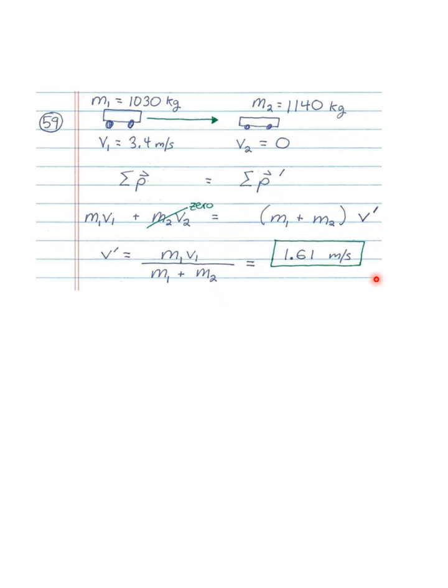Notice that it's a little less than half of what the original car was going. If they had been equal masses, it would be half of what the original car was going, 1.7 meters per second. But the original moving car is a little less massive, so it doesn't quite retain half of its speed. It goes down a little bit.